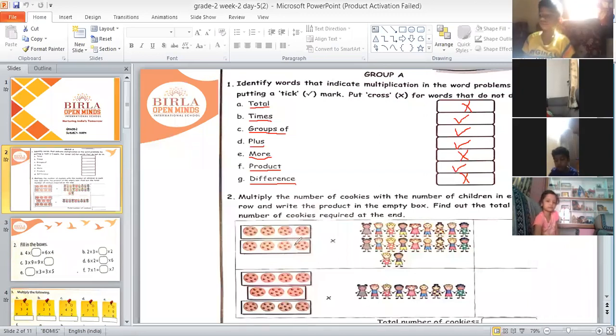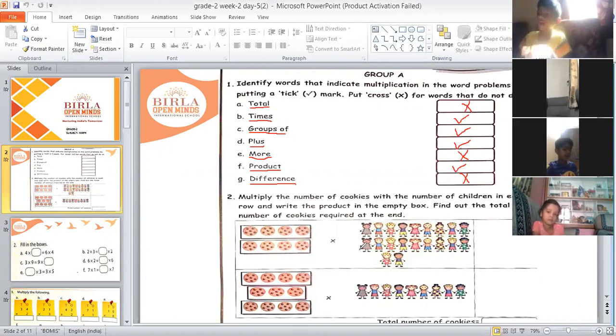Okay, what we have to do? We have to multiply the number of cookies with the number of children, and we have to write the product in the empty box. For this, do one thing, children, take out your math notebook quickly. We will multiply them in your notebook, and then whatever answer we get, we'll write here in the course book.